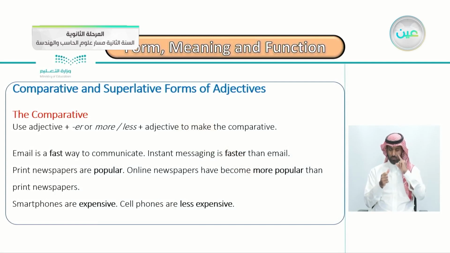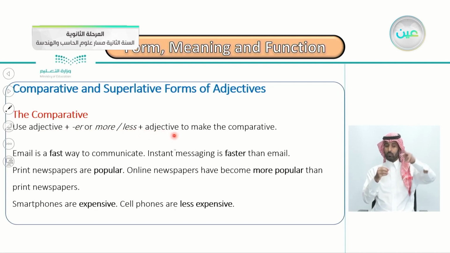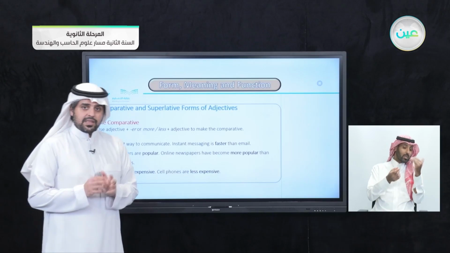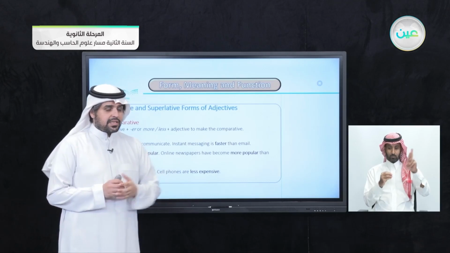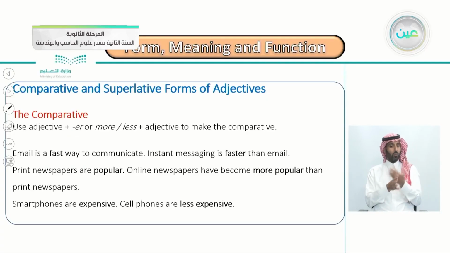Let's read together and study here. The comparative: here, we use adjective plus er, or more or less plus the adjective, to make the comparative. So we have two kinds here. We can take the adjective and add the letters er, or use more or less, then we write the adjective. Why? To make the comparison.